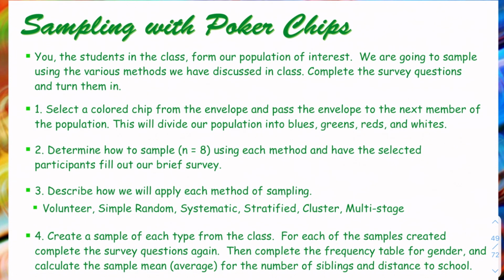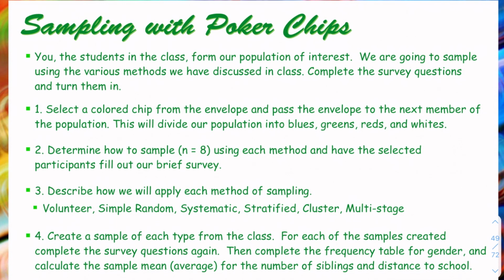So if we were able to be in class, I would love to run this experiment with you. I might try to think about this in our Zoom sessions, but for the time being, just listen to this setup. The students in the class form our population of interest. We are going to sample using the various methods we have discussed in class. Complete the survey questions and turn them in. Select a colored chip from the envelope and pass the envelope to the next member of the population. This will divide our population into blues, greens, reds, and whites. I want you to think about, if we did that, what are we starting to do?